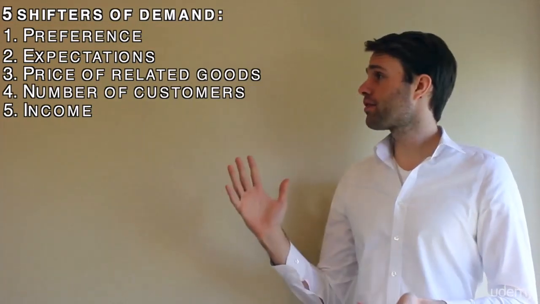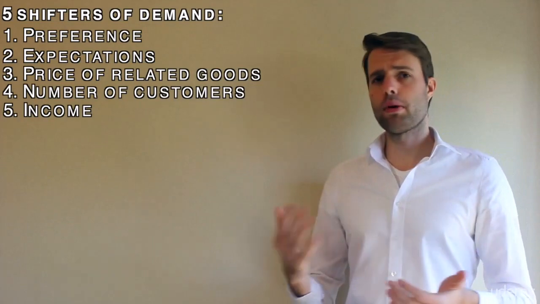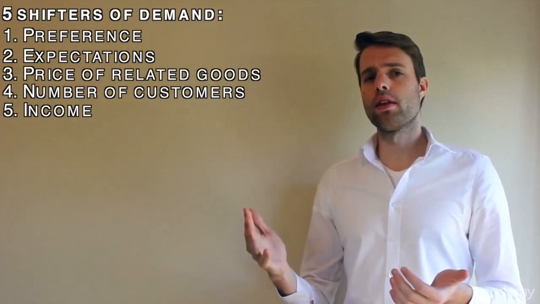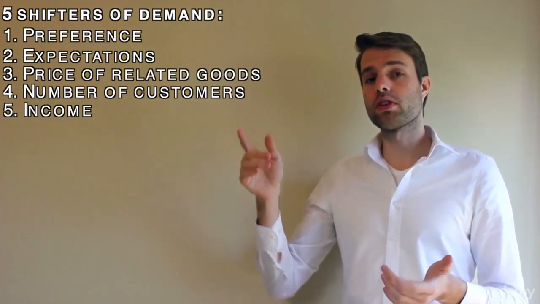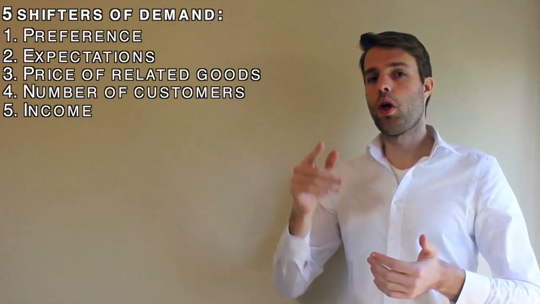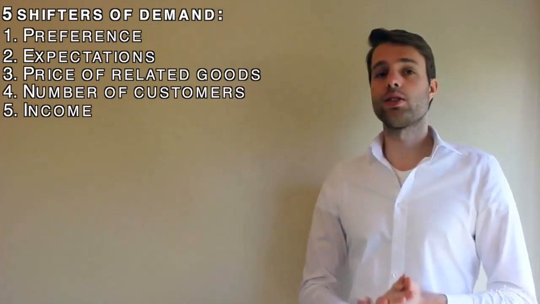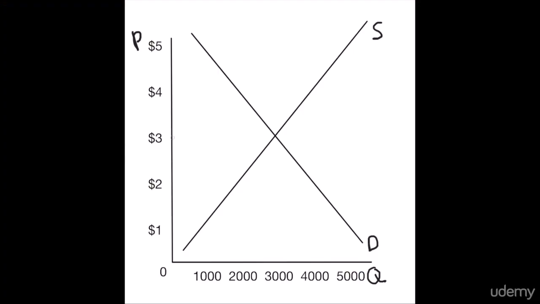Great, these are the 5 shifters of demand. But now let's see what will happen to the supply of apples and the price of apples when the demand curve, in this case, shifts to the right. We can see that in the supply and demand graph for apples, the equilibrium price is at $3. Let's call this point E.